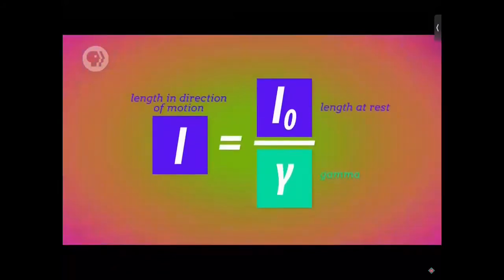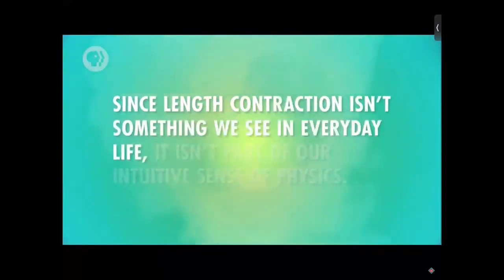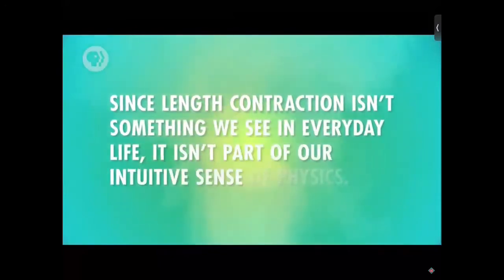In general, when something's moving past you, its length in the direction of its motion will be equal to the length you'd measure if it was standing still divided by gamma. Length contraction happens for objects moving at regular speeds too, but it's so tiny that there's no way you'd ever notice it. If the train was moving at 150 kilometers per hour, it would contract by less than a picometer. That's 100th of the length of a hydrogen atom. Since length contraction isn't something we see in everyday life, it isn't part of our intuitive sense of physics.